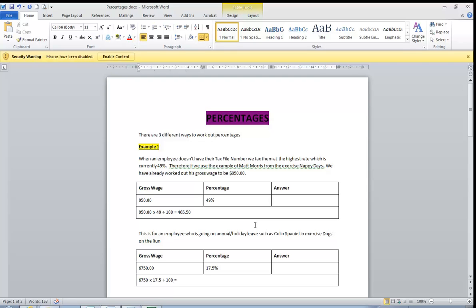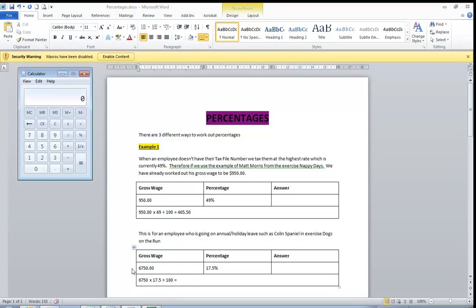This is helpful if you are unsure how to convert a percentage to a decimal number, which is method number 2 that we're going to show you a little bit later. So in this example, we have an employee who hasn't given you their tax file number, and so we have to tax them at the highest rate, which is currently 49%. Therefore, if we use the example of Matt Morris from the exercise Nappy Days, we have already worked out his gross wage to be $950.